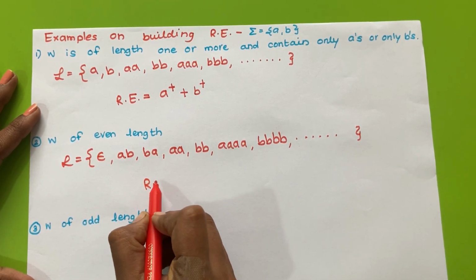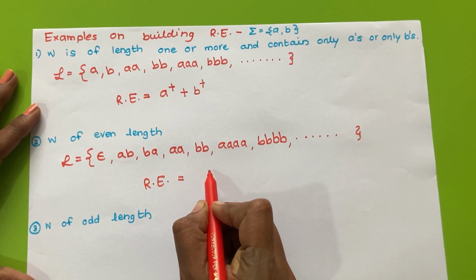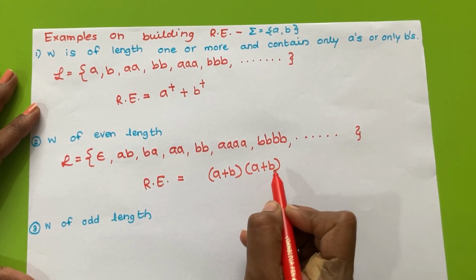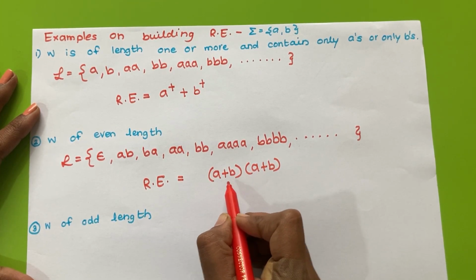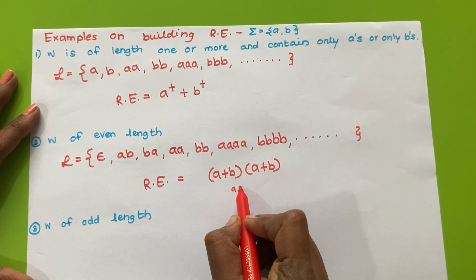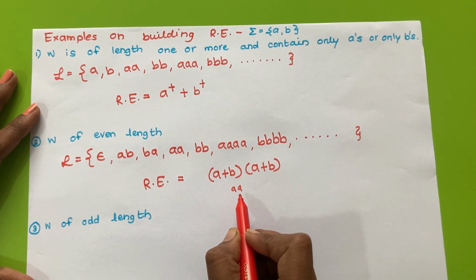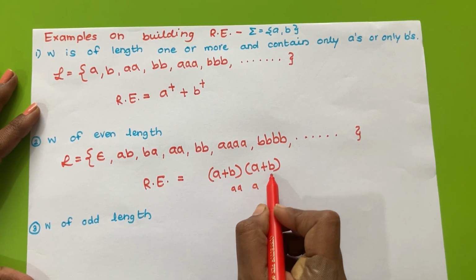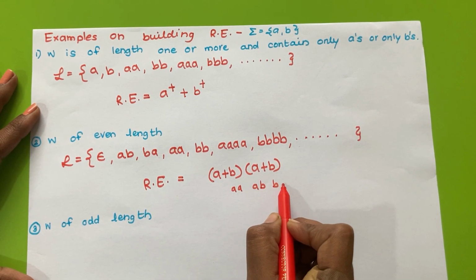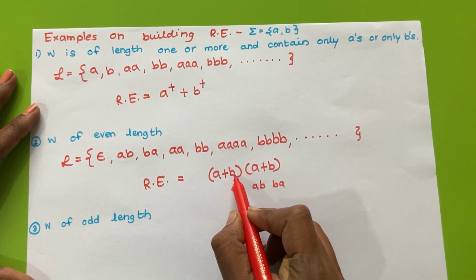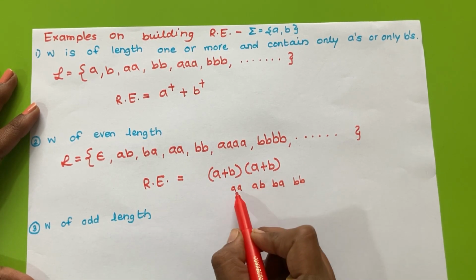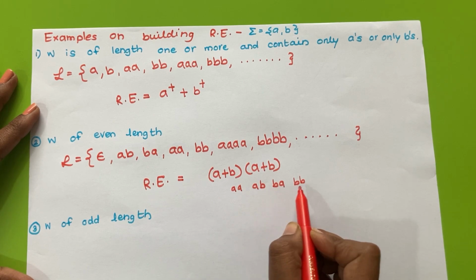So what will be the regular expression? That will be like (A plus B)(A plus B). Here this will be 2 times, which means from this bracket I can have A and from this bracket I can have A, so I will make the string AA. If I collect A from this bracket and B from this bracket, then that will be the AB string. If B from this bracket and A from this bracket, then the BA string will be there. And if B from this bracket and B from this bracket, then the BB string will be formed. So this will contain only strings of length 2.